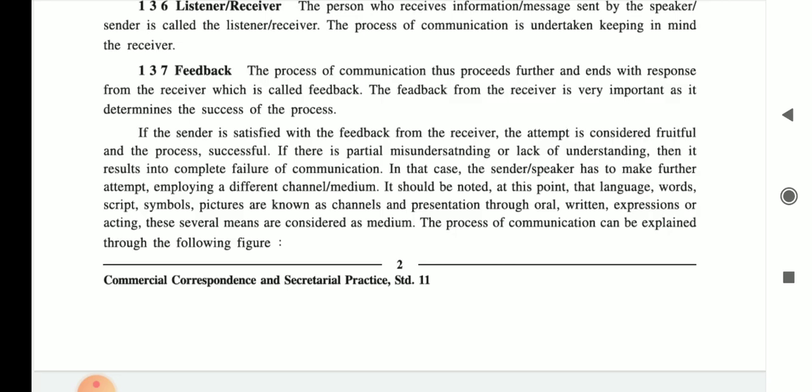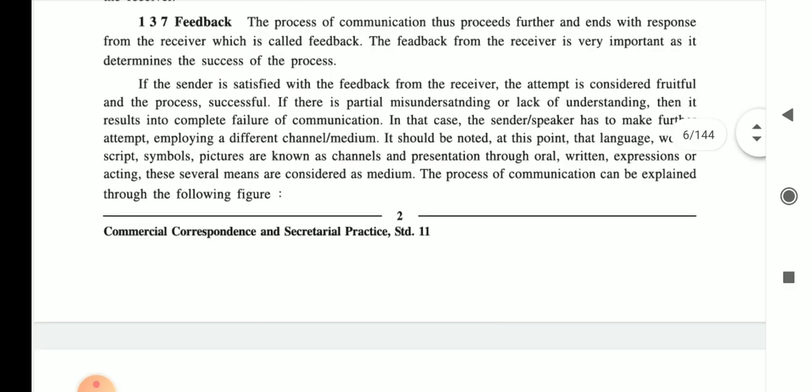It should be noted at this point that language, words, script, symbols and pictures are known as the channel, and the presentation through oral or written expressions or acting, these several means of communication, are considered the medium. See friends, language, words, scripts, pictures are all considered the channel, and through this the oral, written as well as expression are considered the medium, and without this it is unable to communicate. The process of communication is explained in the below figure.